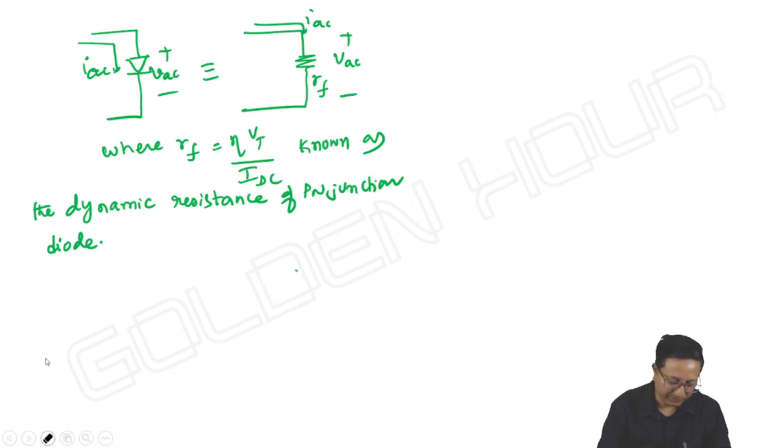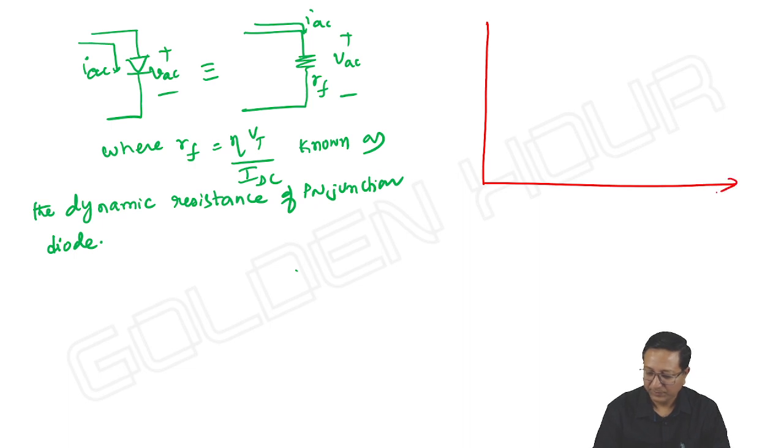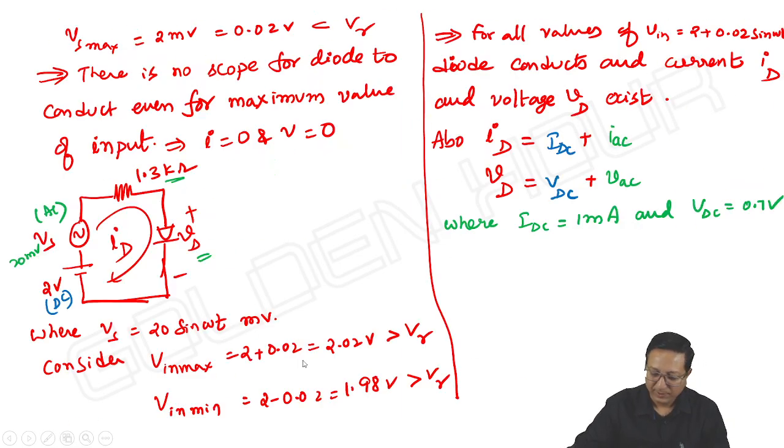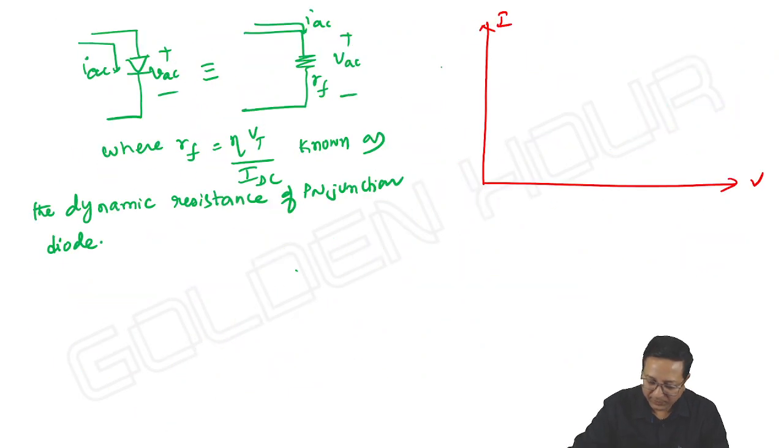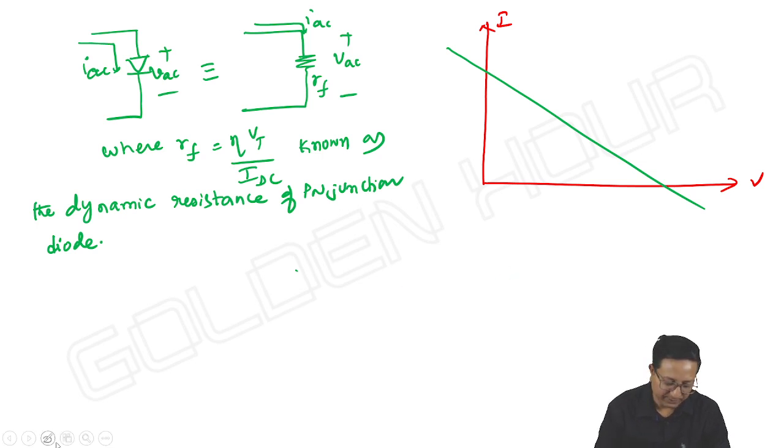I'll do one thing. Volt ampere characteristics. Here I wrote DC in green color, I think, for setting the operating point. And for characteristics, I wrote something like this. And later we set the operating point.